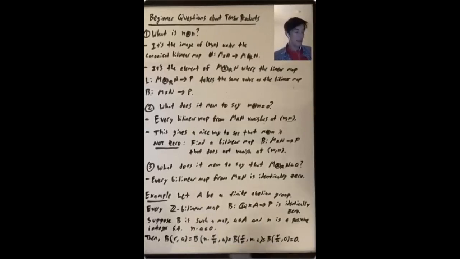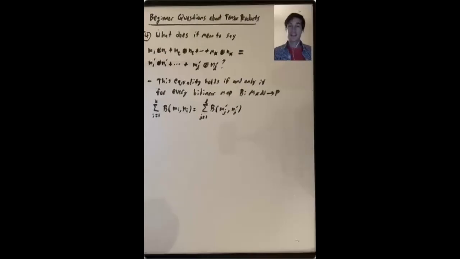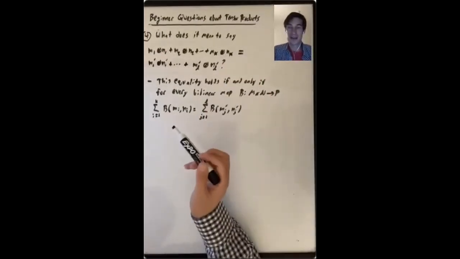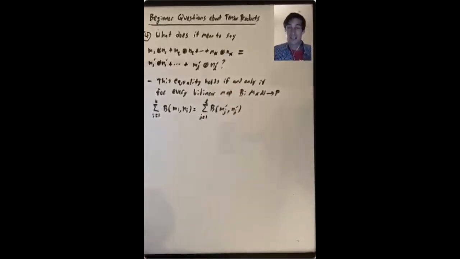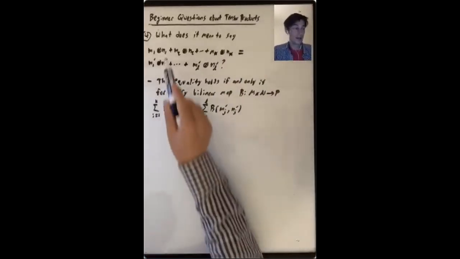OK, so I'm going to pause and erase, and I'll talk about one additional one of these questions from Conrad's notes. Let's briefly talk about one more of these beginner questions about tensor products. We've talked a lot about elementary tensors, but I really want to emphasize that not every element in a tensor product is an elementary tensor. So you have a sum.